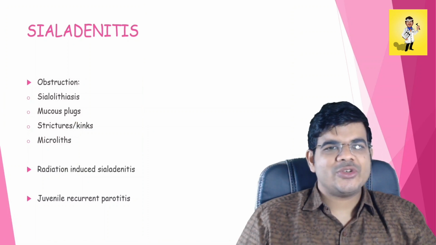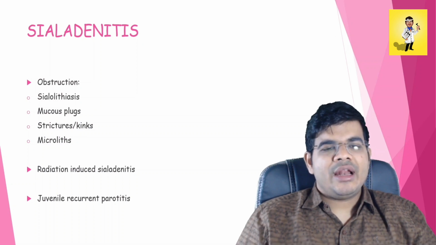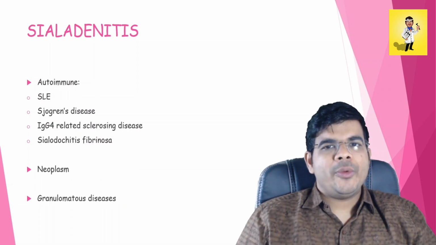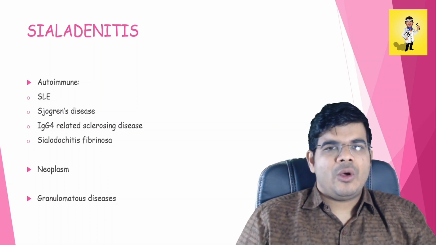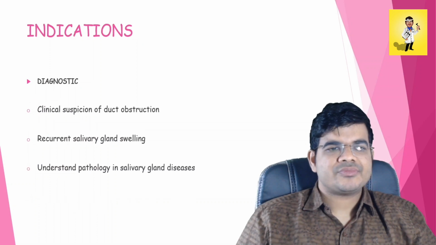Now, what are the other causes? It could be due to radiation. So, radiation-induced sialadenitis is another cause, or it could be due to autoimmune causes, like Sjogren syndrome. And recurrent parotitis of childhood has to be suspected in a child who has recurrent salivary gland swelling. So, what are the causes of sialadenitis? It could be due to obstruction, radiation-induced sialadenitis, juvenile recurrent parotitis, or autoimmune causes like Sjogren syndrome, SLE, neoplasm, and granulomatous diseases.